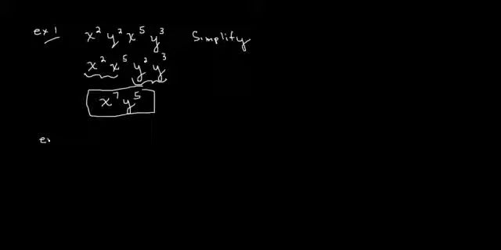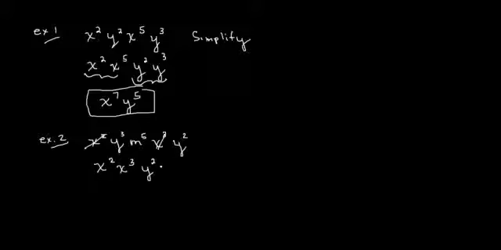Let's try another one. This one is x squared, y to the 3rd, m to the 5th, x to the 3rd, y squared. Now you can rearrange them in the beginning, maybe that would be helpful to do. Let's put all the like bases together. So we have x squared and x to the 3rd. I'm just going to put them together. And then we have y squared times y to the 3rd. I'll put them together. And then we have this lone m to the 5th.